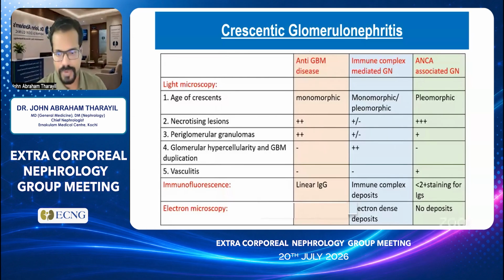There is a peripheral linear IgG positivity in immunofluorescence in anti-GBM disease, which is strongly positive, whereas immune complex deposits are seen in immune-mediated GN, and in ANCA there can be less than 2% staining for IgG. Electron-dense deposits are seen in immune complex glomerulonephritis.